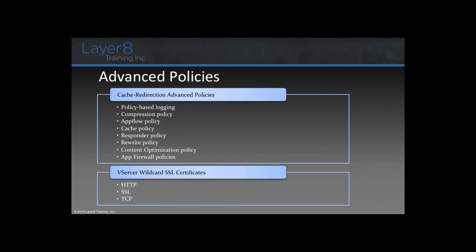Now let's take a look at our advanced policies. We have some policy enhancements for both cache redirection advanced policies. Policy-based logging is now included, compression, AppFlow, caching. We can add in responder, rewrite, content optimization, and app firewall. Additionally, vServer wildcard SSL certs are now supported at the HTTP, SSL, and TCP levels.